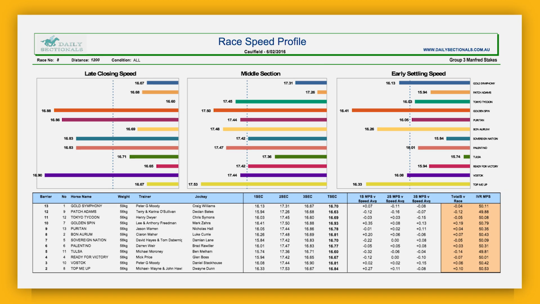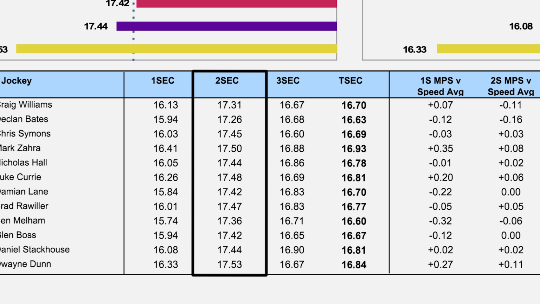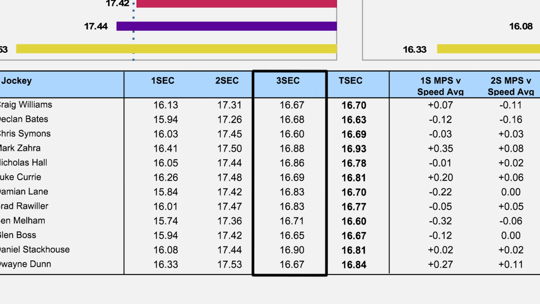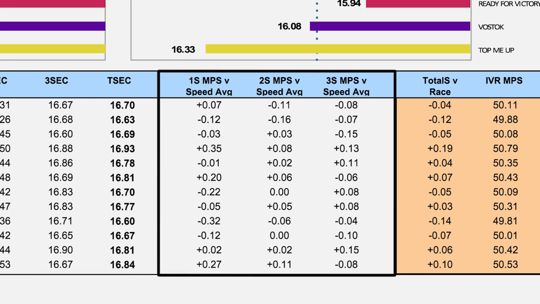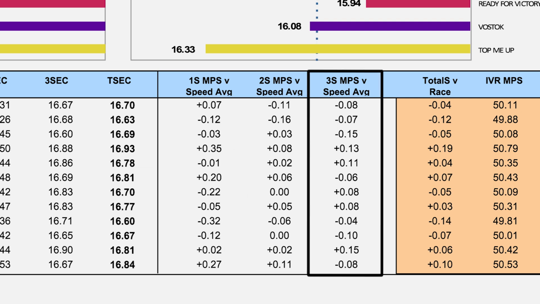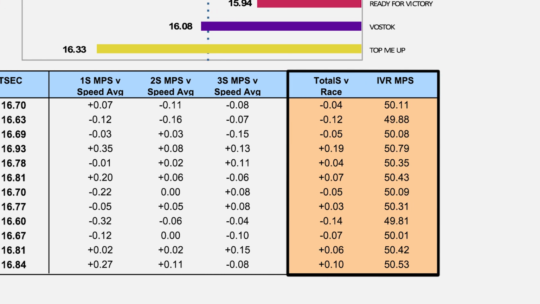Then below the graphs, we can see we have some data there, which is in metres per second. To the left, we have 1 sec, which is the early settling speed. We have the 2 sec, which is the middle, and then we have the late closing speed, which is the 3 sec. To the right-hand side, we have the variations for each of the sections, the early, the middle, and the late, what the variances are between each and every runner. And then right at the end, we have the tan-coloured box, and that's the net sum total of each of those sections compiled together, giving us an overall plus or minus, and lastly, a final value of metres per second.